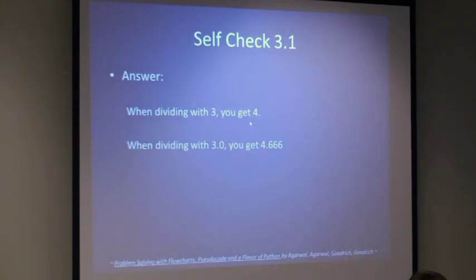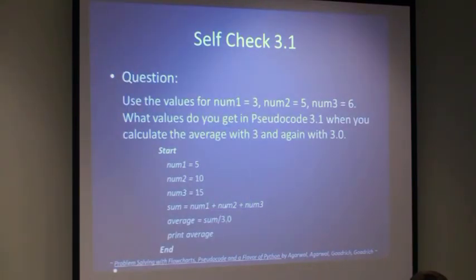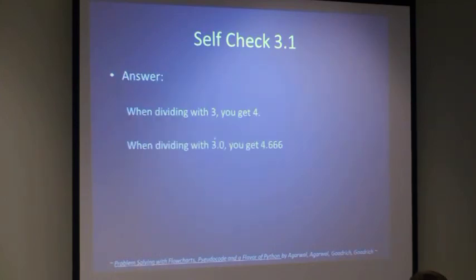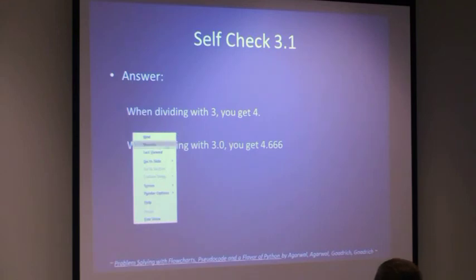When dividing by 3, you get 4. Okay. What was it? 8 plus 6, 14. Okay, so this is wrong. This slide is wrong. When dividing, you always get 4.666. If I was doing integer division, then I would get 4. And that wasn't the case here.